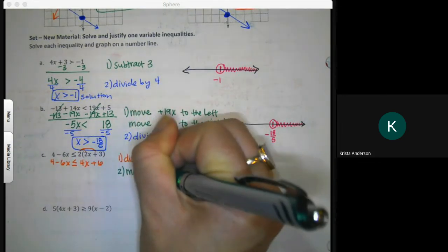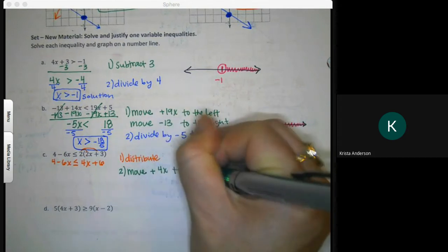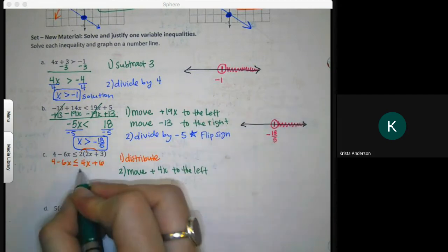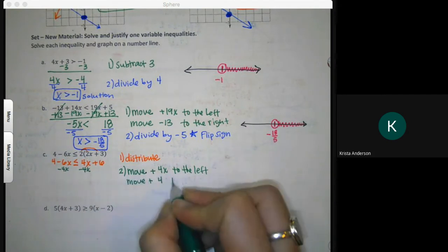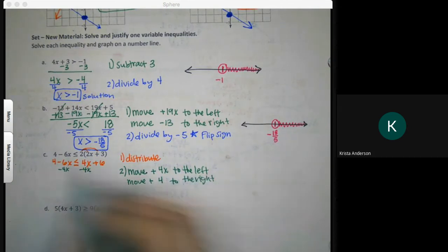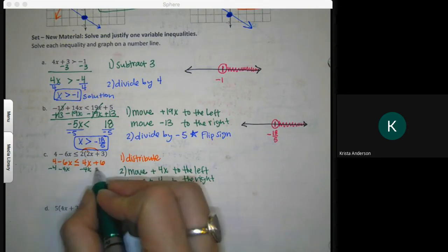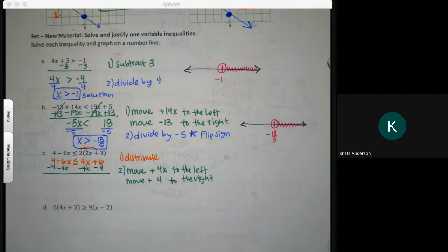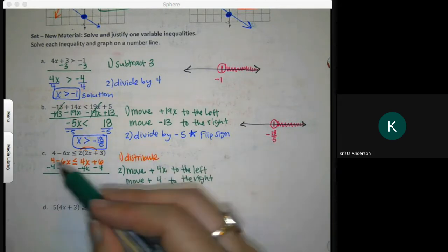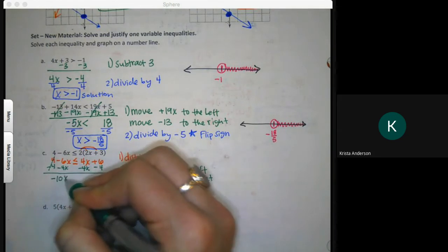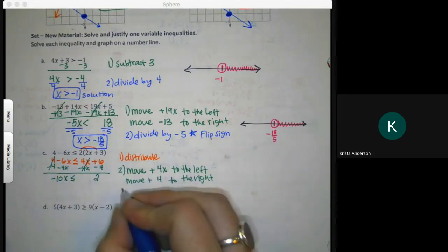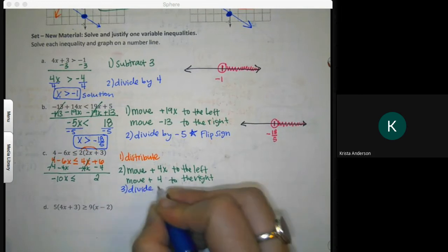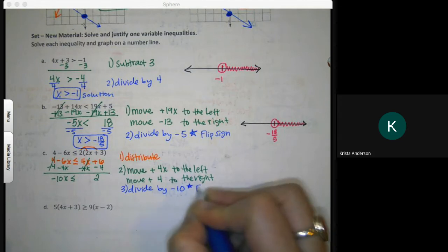Then I'm going to move the positive 4x to the left. And I'm going to move the positive 4 to the right. So move this positive 4 and minus the 4. That would cancel out. I would have negative 10x. Cancels out. 6 minus 4 is 2. I'm going to divide by negative 10, which means I flip the sign.